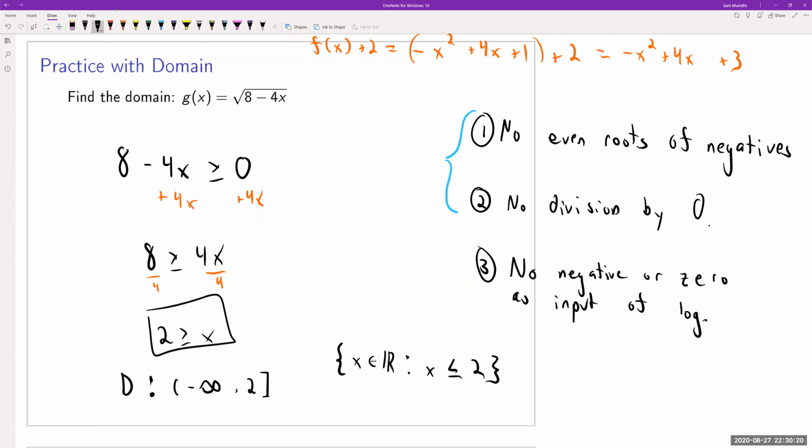You can always double check yourself so that little mistakes like this don't happen by plugging in a test value that's not equal to 2 in this instance and making sure. For example, if I had thought that it was x is greater than or equal to 2, I might think that 3 would work. But 4 times 3 is 12, and 8 minus 12 is negative, so it's not going to work. Whereas 0, which is in this correct domain, would work. 8 minus 0 is definitely a positive number. Always be sure to be careful so you don't make little mistakes like that.